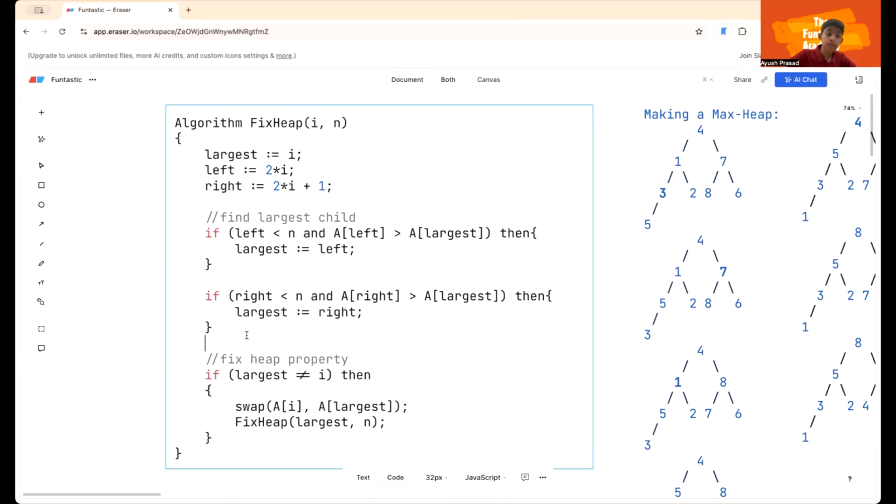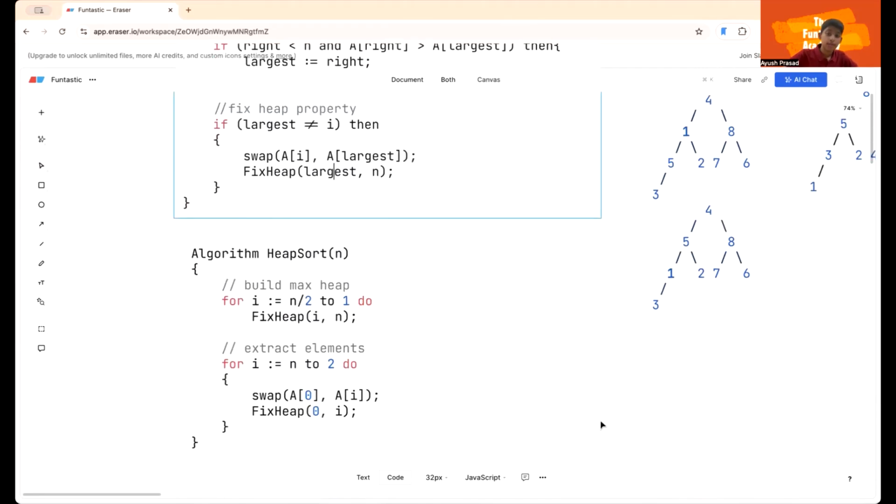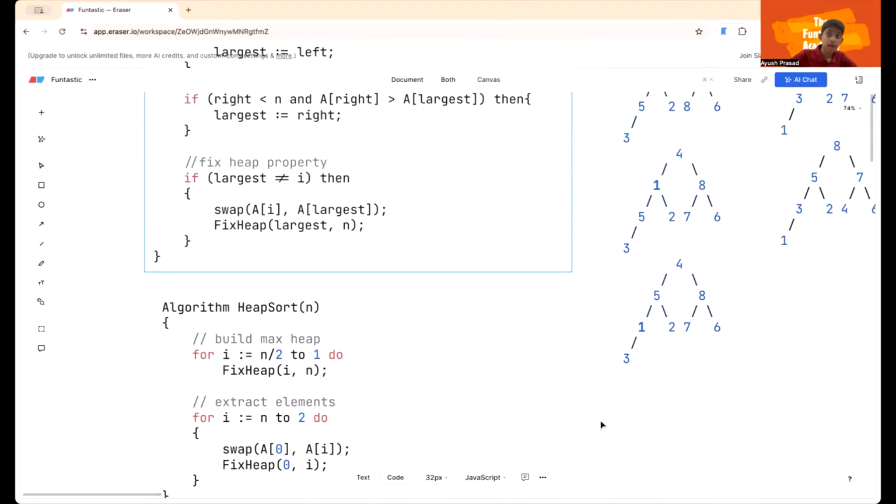Anyway, after these comparisons, at this point in the code, largest will be equal to the largest element under i. If largest is equal to i, then problem solved. We knew the heap was fine all along. But if largest is not equal to i, then we have to put largest where i was. We swap their positions. And then we fix heap the new position of largest. We fix heap it so that we make sure that any violations are fully fixed.